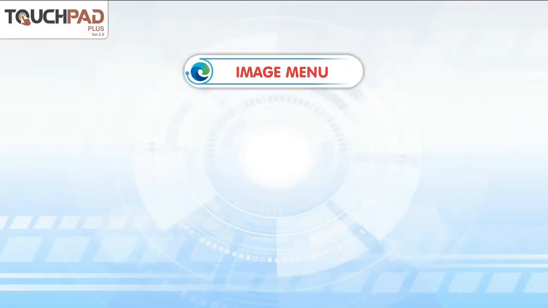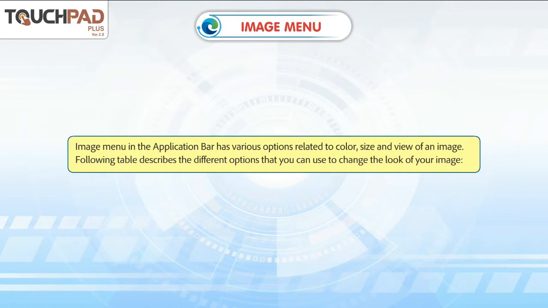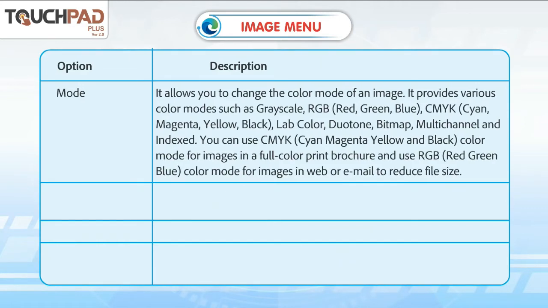Image menu. The Image menu in the application bar has various options related to color, size and view of an image. The following table describes the different options that you can use to change the look of your image. Mode. It allows you to change the color mode of an image.